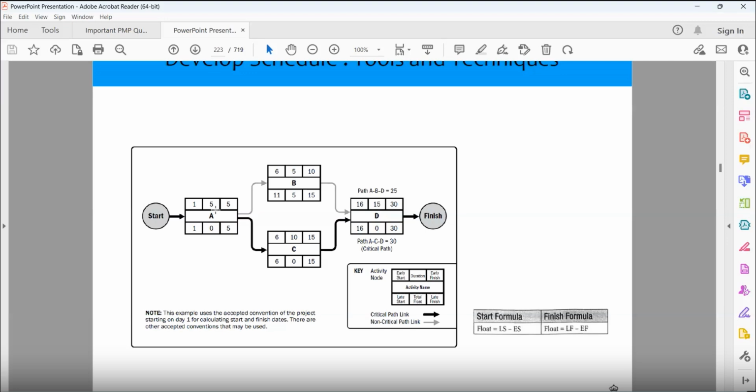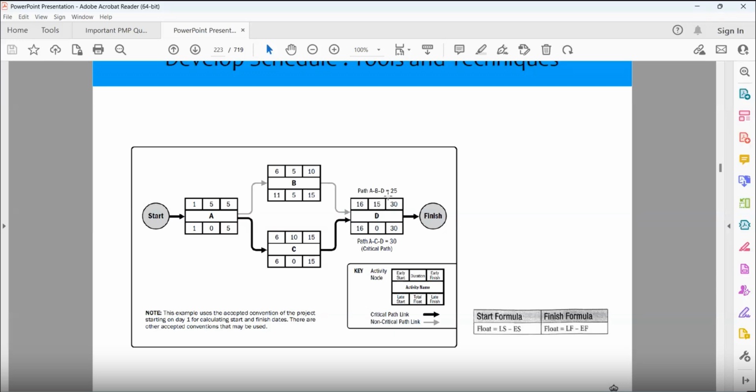Now, A is taking 5 days, B 5 days, D 15 days. So we calculate the path A, B, D: 5 plus 5, 10, 10 plus 15, 25. So A, B, D is taking 25. Now we also calculate the downside path, A, C, D. So what is A, C, D? 5 plus 10, 15, 15 plus 15, 30. So path A, C, D is 30.